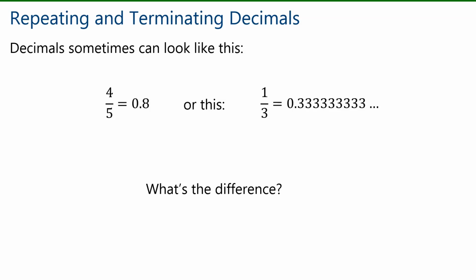So what's the difference here? Well, for the decimal on the left, because it stops after the 8, we call that terminating. Whereas the decimal on the right, because all the 3's repeat and continue forever, we call that repeating.